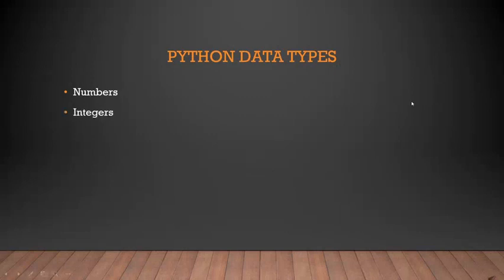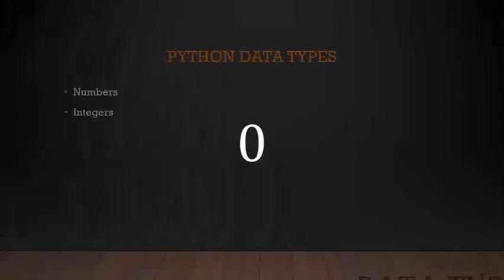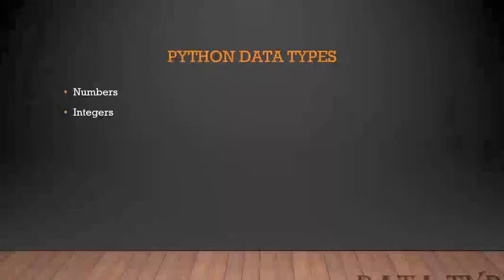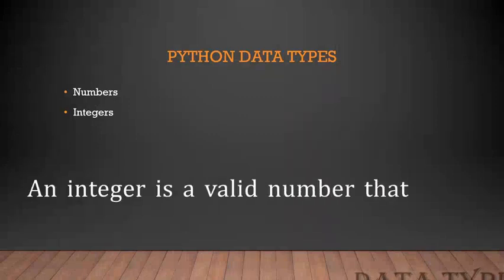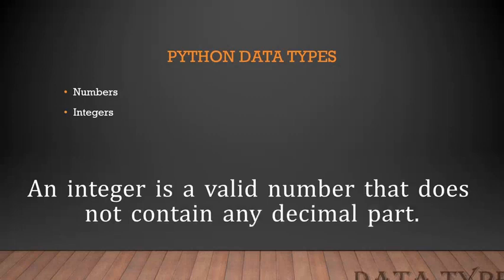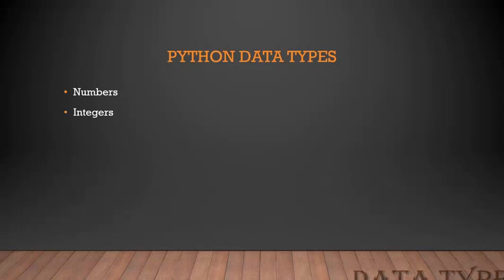Next is integers. An integer is a whole number. It can be positive or negative, and there are no limits on its size. For example, we can have 0, -1, and so on. All these are valid integers. From our perspective, an integer is just a valid number that does not contain any decimal point. It is only the whole number, including negative numbers, but it does not contain any fraction part, so there is no decimal point and no numbers after a decimal point.